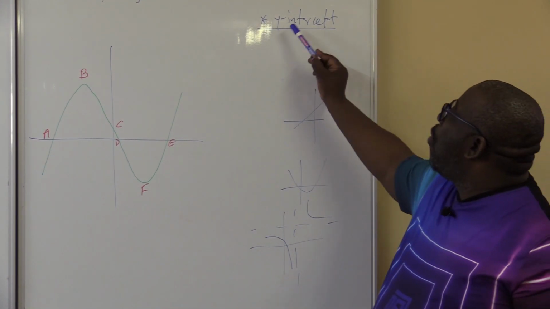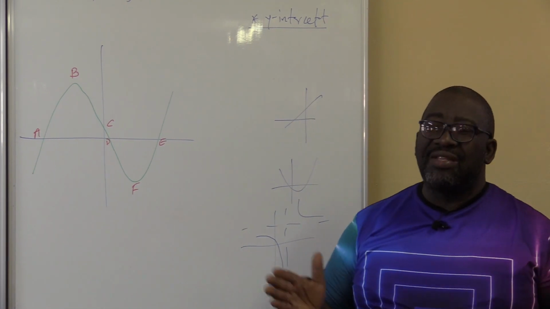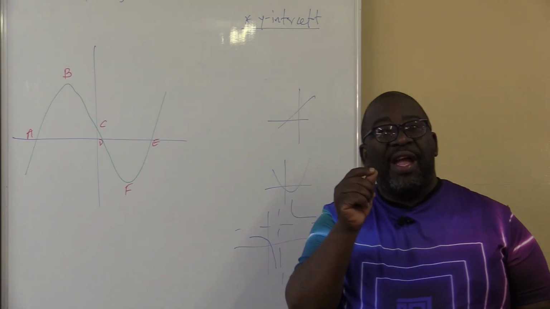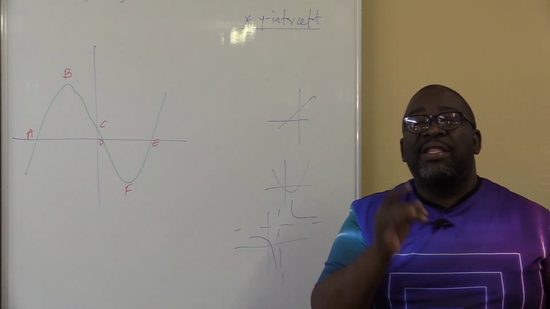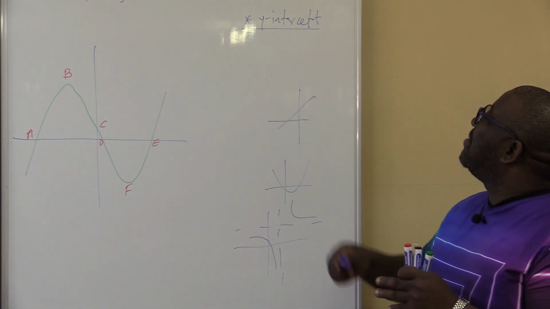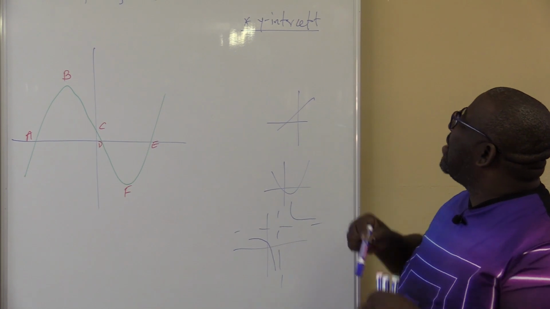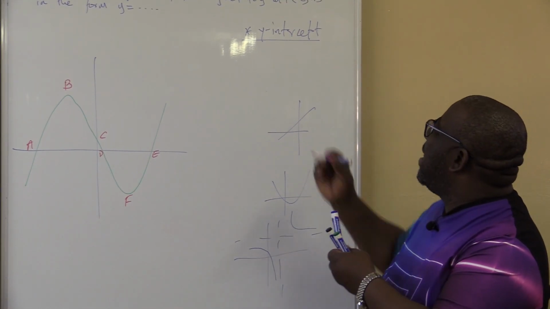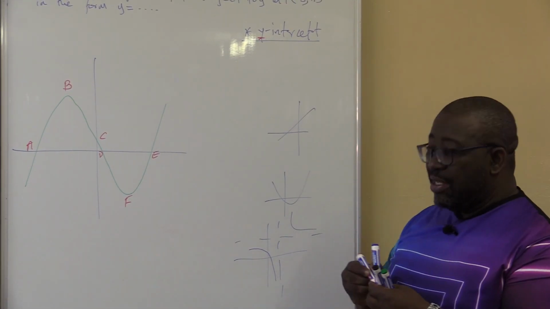So when we talk about the y-intercept, what is to intercept? It is to cut. It's nothing else but the y-cut, the point where the graph will cut the y-axis. That's what the y-intercept is. It is the point where the graph cuts what? The y-axis. That's what the y-intercept is.